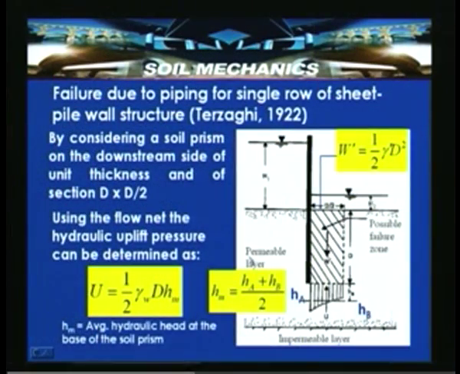Once the Hm is known, at the base of the prism, what is the uplift pressure exerted by this pore water pressure existing at that point? As the flow takes place from the upstream side, there is a dissipation of pore water pressure, but whatever is existing at points A and B, based on that we calculate the total heads, and then that is used for calculating the hydrostatic uplift pressure.